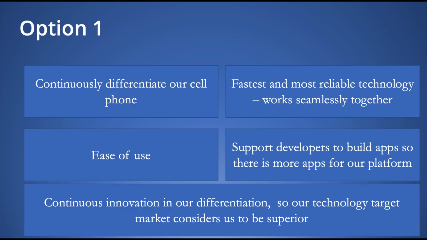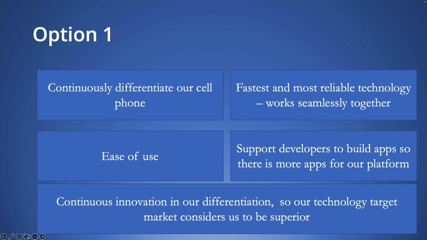In option 1, you can continue to differentiate your cell phone. You can continue to ensure that it has the fastest and most reliable technology, that it all works seamlessly. You can continue to innovate the design to ensure that it is beautifully designed and extremely easy to use. You can support the developers who build the apps for your mobile platform to ensure that there are an abundance of apps for just about any job a customer would want to do. In other words, you will continuously innovate your differentiation so that the target market that you are addressing considers your product to be superior.